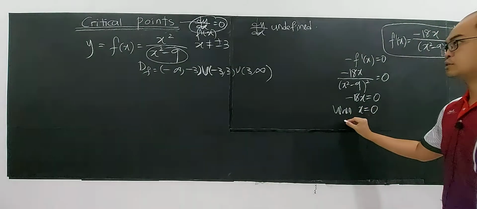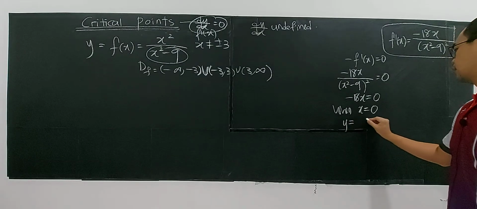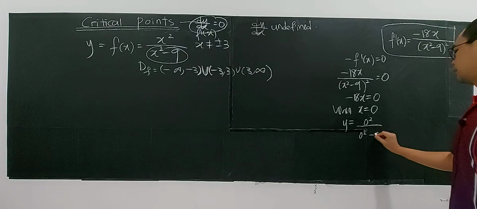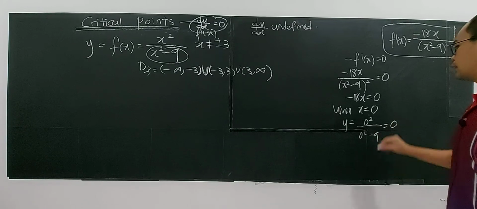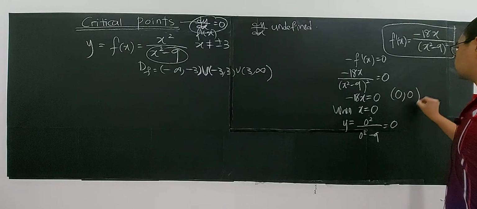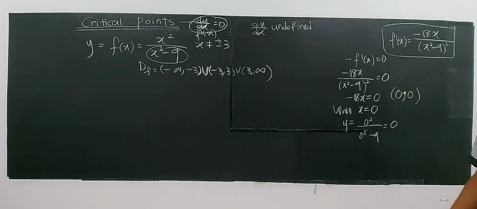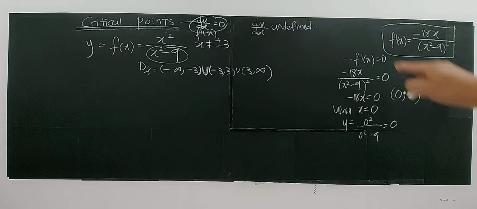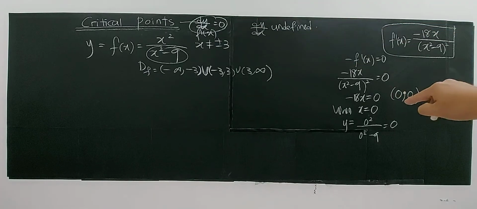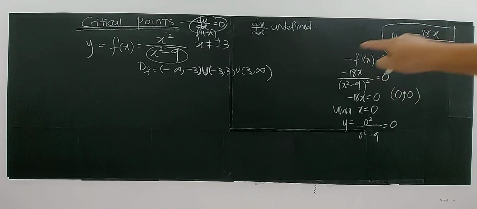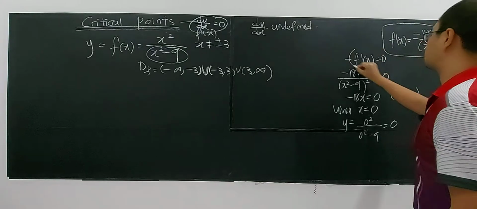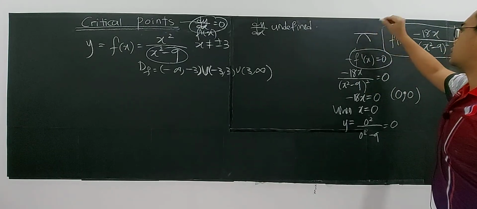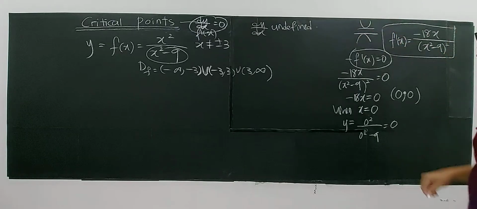So when x equals 0, then y equals 0 squared minus 9 over... so you are getting 0, right? So it means that (0, 0) is a critical point. And this critical point is a stationary point. Why is it a stationary point? Because f prime x equals 0. The tangent is 0, either this way or this way.